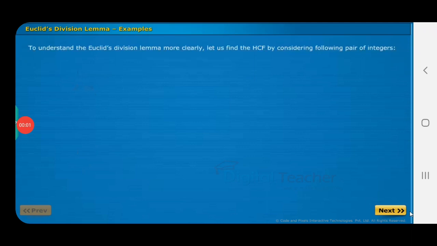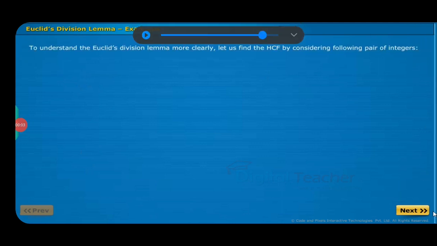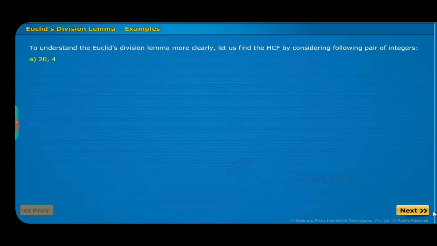Understand the Euclid's division lemma more clearly. Let us find the HCF by considering the following pairs of integers. A. 20, 4. Step 1. Apply EDL to the above numbers. Here a is equal to 20, b is equal to 4.